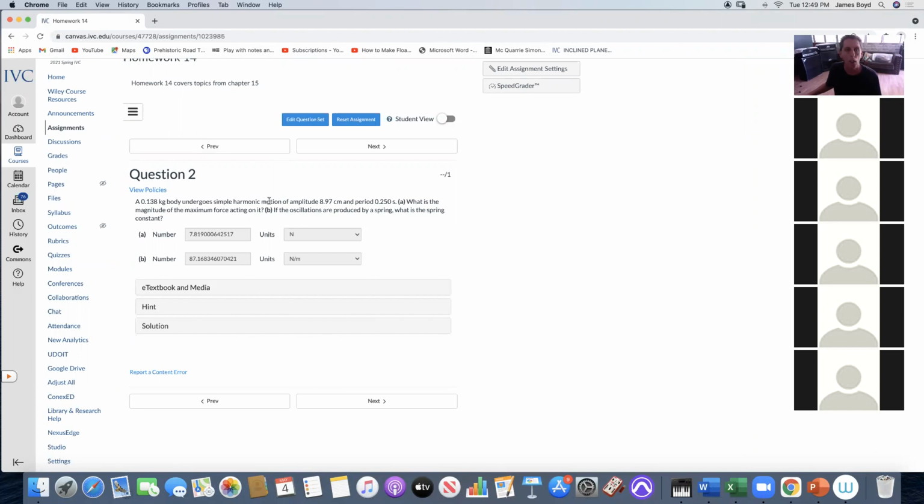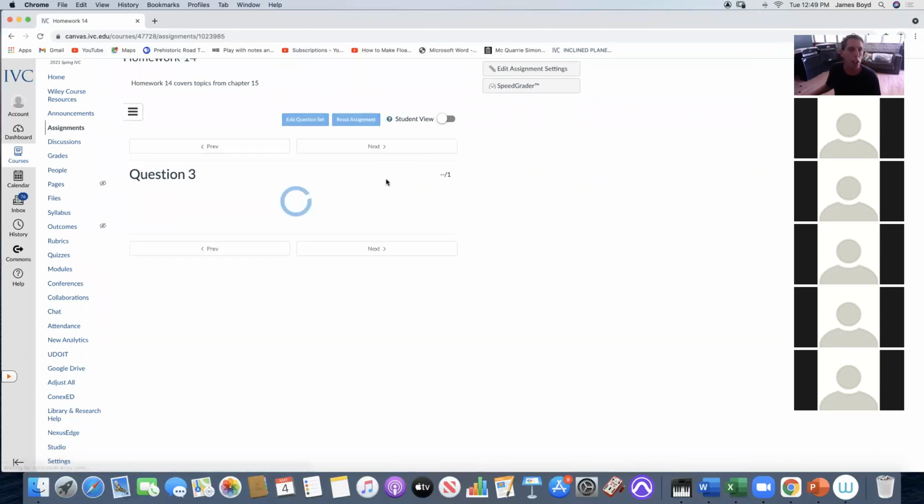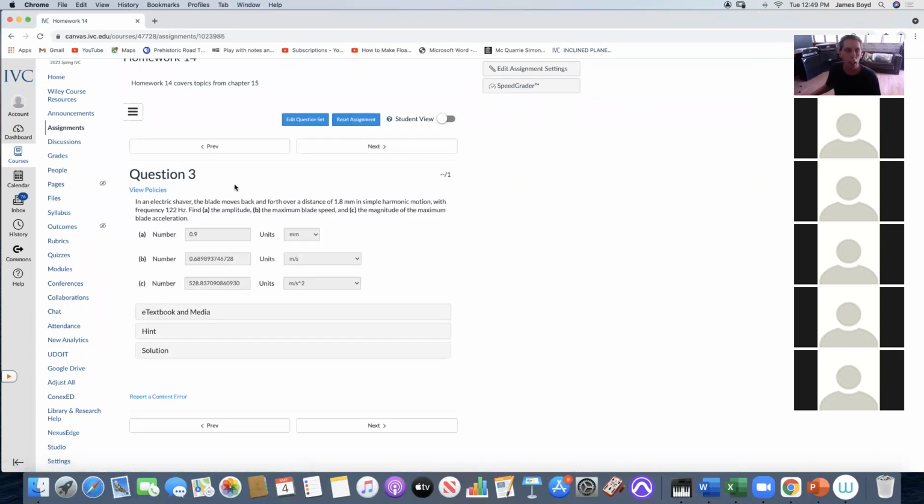So they want to know the magnitude of the force, meaning they want ma. They gave you m. You should be able to find a if you know x naught and the period. Period will let you get omega, and you should know those things. If the oscillations are produced by a spring, what is the spring constant? Remember, omega is the square root of k over m. We can talk more about that.